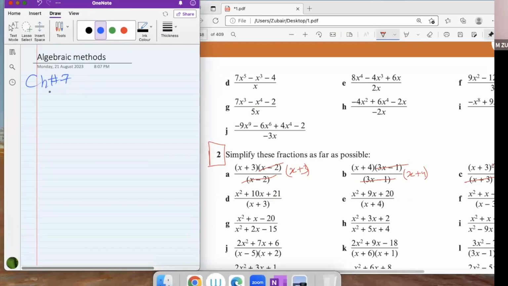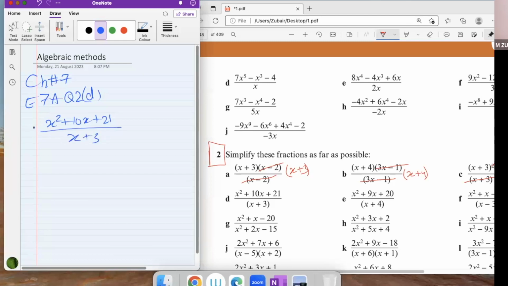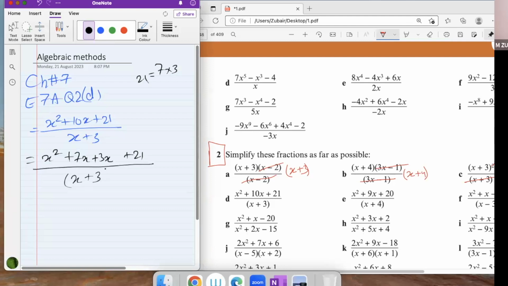This is chapter number 7, exercise 7A, question number 2, part D. That is x square plus 10x plus 21 over x plus 3. In the numerator, 21 is 7 times 3, so plus 7x plus 3x. If we add 7 and 3, we get 10. If we multiply them, we get 21.